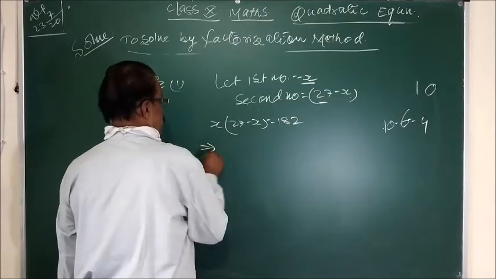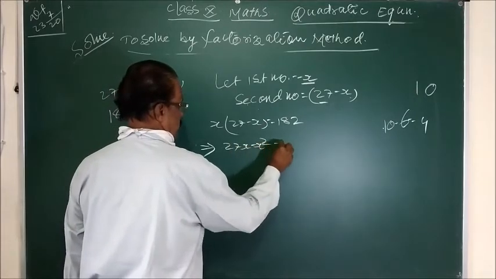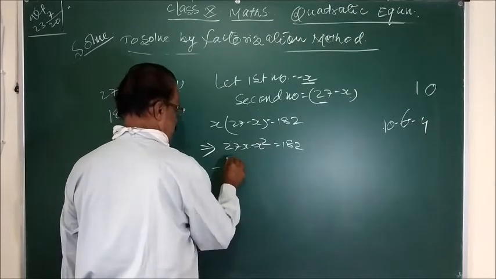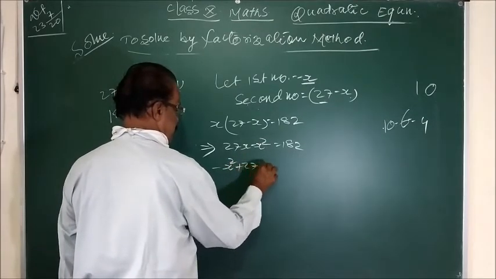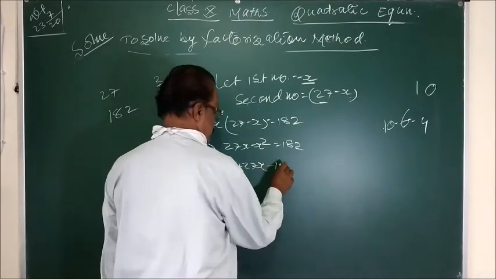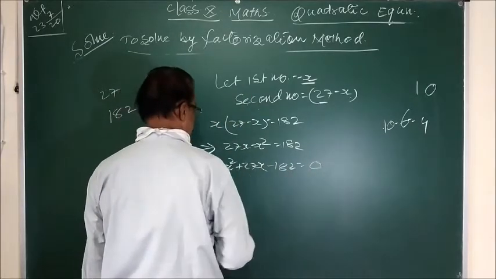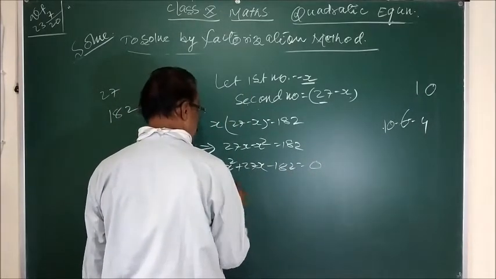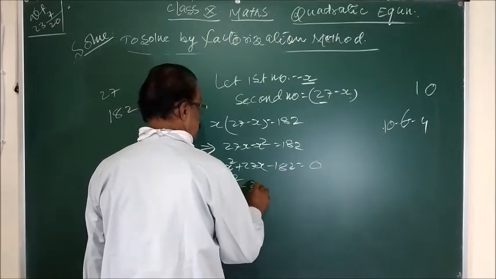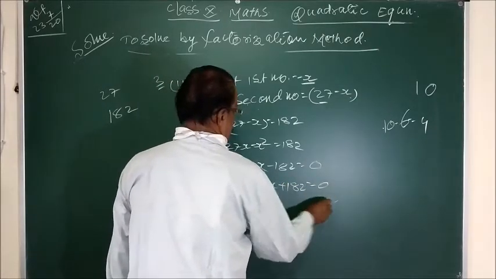Now you multiply: 27x minus x square is equal to 182. You transfer this side. This will be minus x square, this will be plus 27x. We are writing in the general form. And you transfer 182. And if you want to change the negative sign, you multiply by minus 1 each time. So this will be x squared minus 27x plus 182, like this.